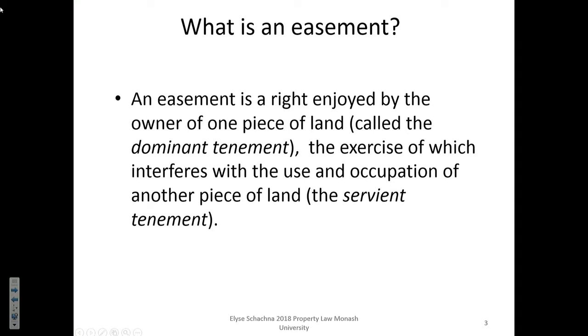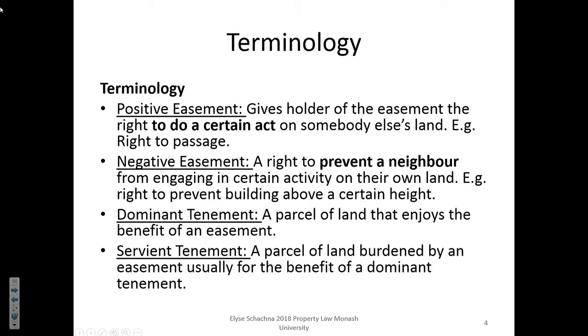So in terms of a definition of easements, an easement is a right enjoyed by the owner of one piece of land called the dominant tenement, the exercise of which interferes with the use and occupation of another piece of land, the servient tenement. Let's go through and understand the terminology. As I mentioned, our focus for Property A is on positive easements, which give the holder of an easement the right to do a certain act on somebody else's land. For example, a right to passage. And the most common one is a right of way, which we'll be looking at the relevant cases. There are negative easements, but we don't focus on that. In terms of negative restrictions, our focus is going to be on restrictive covenants, which we look at in the next topic.